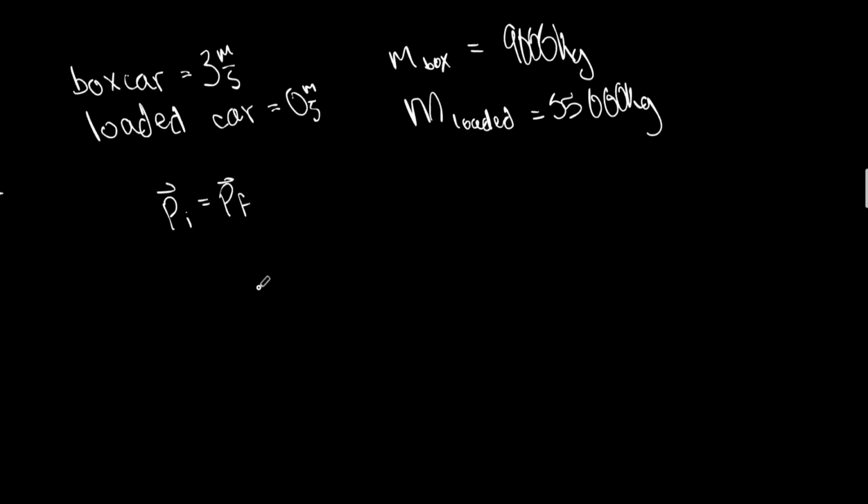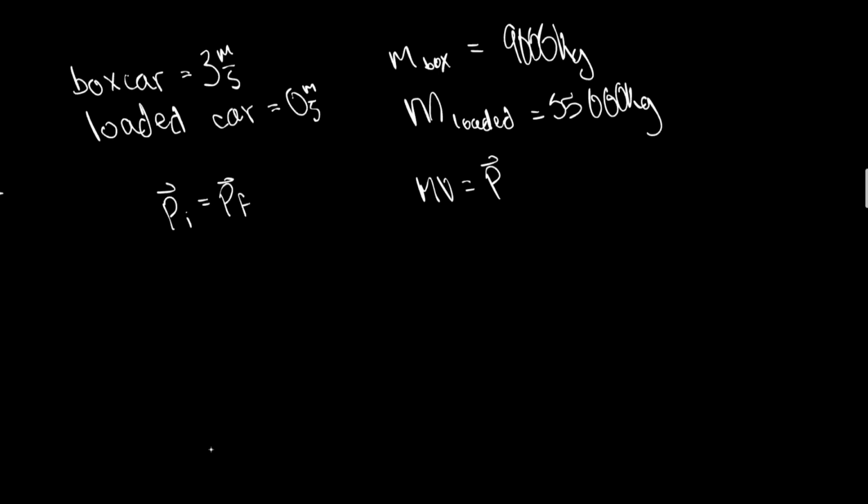And the way you calculate momentum is your mass times your velocity. That is what momentum is equal to. So we know that our initial momentum is going to be the momentum before the cars couple together. And because we know that the empty boxcar is coasting at 3 meters per second and that the loaded car is stationary, we know that the loaded car is at rest. So before any collision happens, they're independent of each other. One doesn't affect the other.